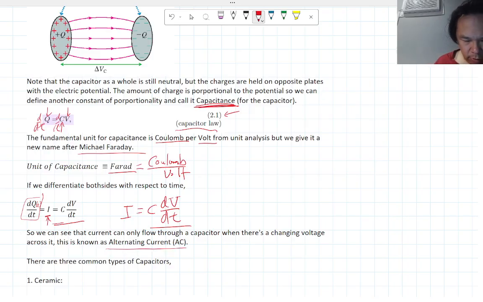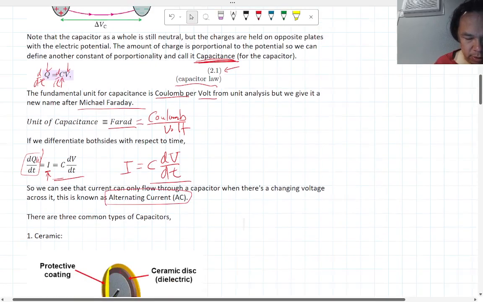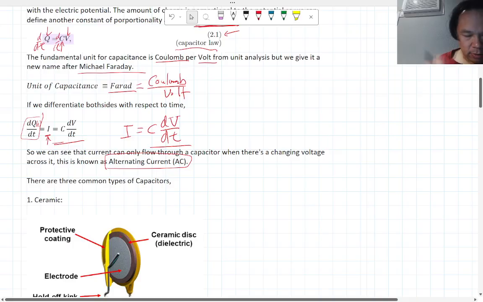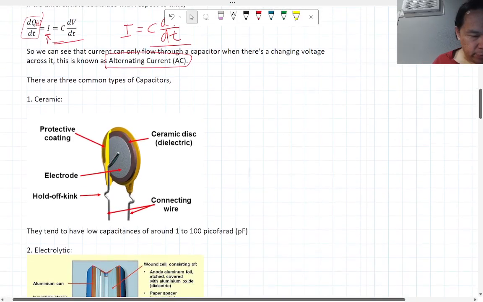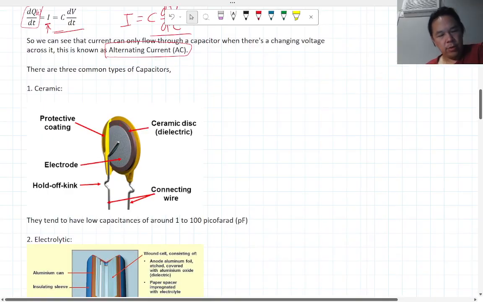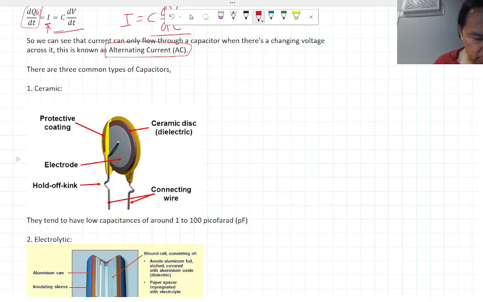And therefore, that's why we need to use an alternating current circuit in order for us to flow current through a capacitor. Let's first talk about a few types of capacitor that the book does mention. The first one is a ceramic one. These are going to be very similar to what you picture.